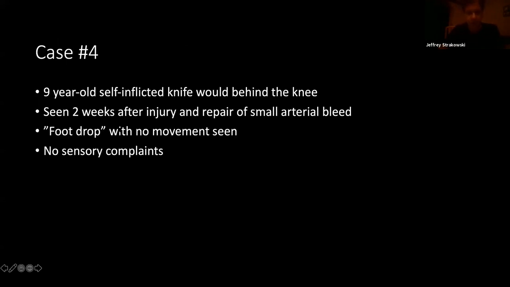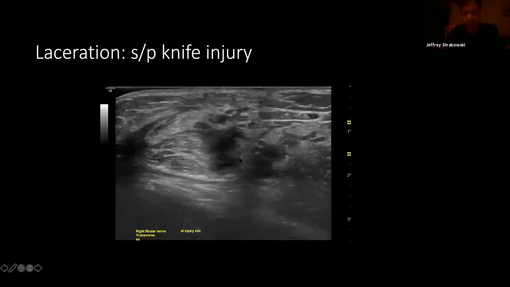So another case, this is a 9-year-old with a self-inflicted knife wound behind the knee. He did it accidentally. Two weeks after the injury and a repair of a sharp arterial bleed, he had foot drop and no movement was seen at all. But he said he could feel everything. He had no sensory complaints, and we're all scratching our heads. We know where the injury was. He stabbed himself right behind the hamstring tendon and in the popliteal fossa. So how could his sensation be intact? It's curious, right? So you think, well, is it incomplete, or is it complete, or, you know, we don't want to mess this up.